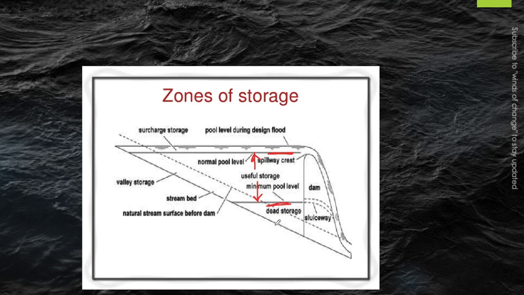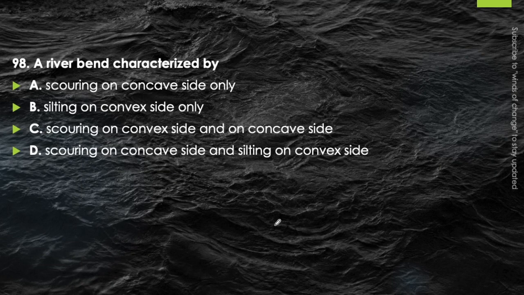Okay, next question. A river bend is characterized by scouring on the concave side only, silting on the convex side only, scouring on the convex side and on the concave side, or scouring on the concave side and silting on the convex side. Think about it. In a river bend or in a meander, what will be the silting and scouring conditions? Which side will be silting, which side will be scouring, or will both sides be the same? Just think about it.